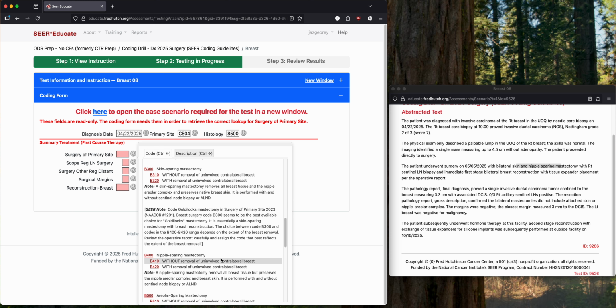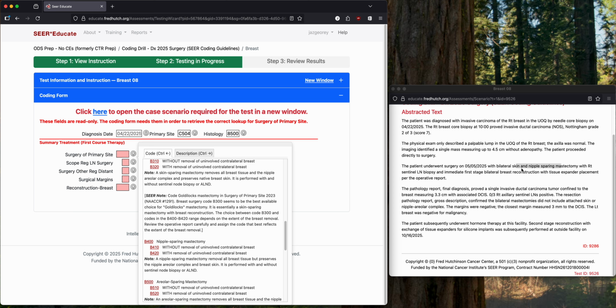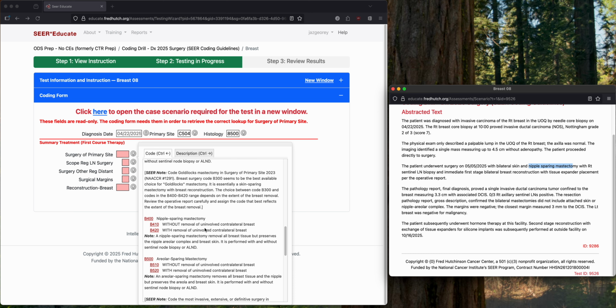What's the skin one? Skin acidity involves all breast tissue, nipple areolar complex. I'm going to go with nipple sparing. But it preserves the nipple areolar complex and breast skin. It is performed with and without sentinel.